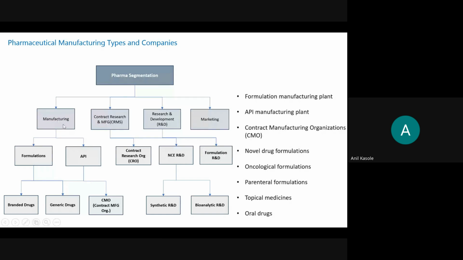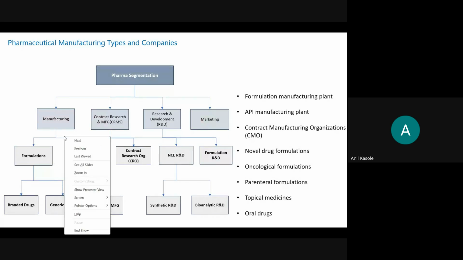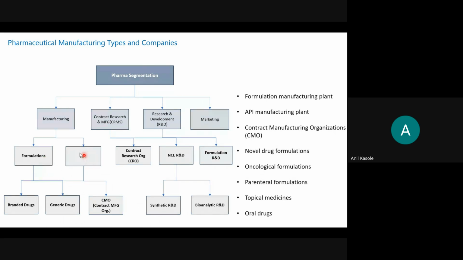If we look at manufacturing, that is again divided into two: formulation manufacturing and API manufacturing. Let me put it into the pointer option, it's better. Yeah, you can see the formulation and API. I will explain what API means. Both belong to either branded drugs or generic drugs, or sometimes it is called CMO. This is contract manufacturing.